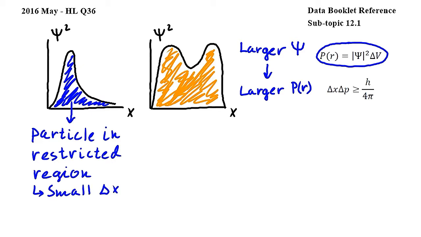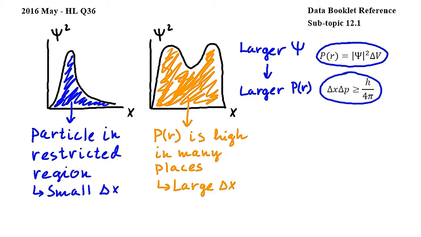What we see in the second graph is that amplitude squared is high at most distances. What this means is that the probability is also high in many places. In other words, the particle can be in many different places, which means that we are relatively uncertain about its position, so delta x is large.